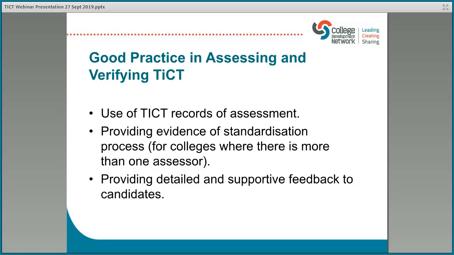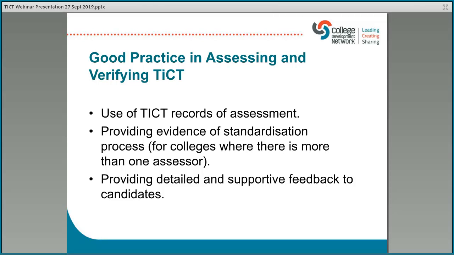The great thing is that TiCT has been delivered quite successfully for a number of years now, so there is lots of good practice. And on the first couple of slides here, I just wanted to highlight a few areas that have been coming up over the last year or so.